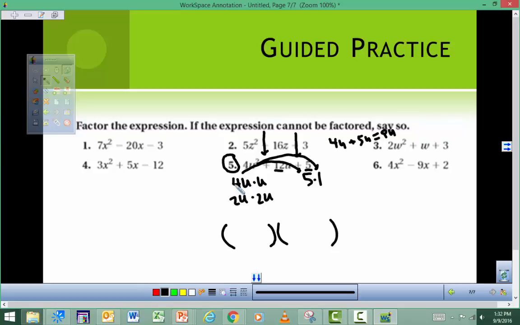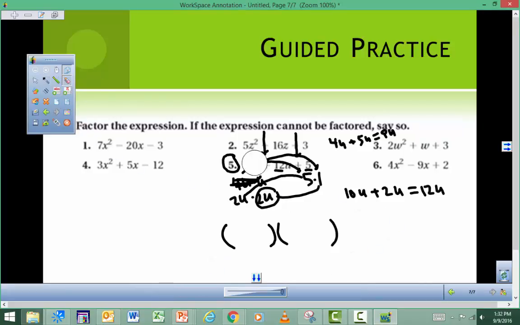Okay, so I quickly realize, hey, the 4u and this doesn't work no matter which way I try it. All right? But if I try the 2u with the 5, I get 10u. And if I try the other 2u with the 1, I get 2u. And if I add those two, I get the 12u. I'll clean this up a little bit. You see, what we were after was 12u, and we ended up getting it.